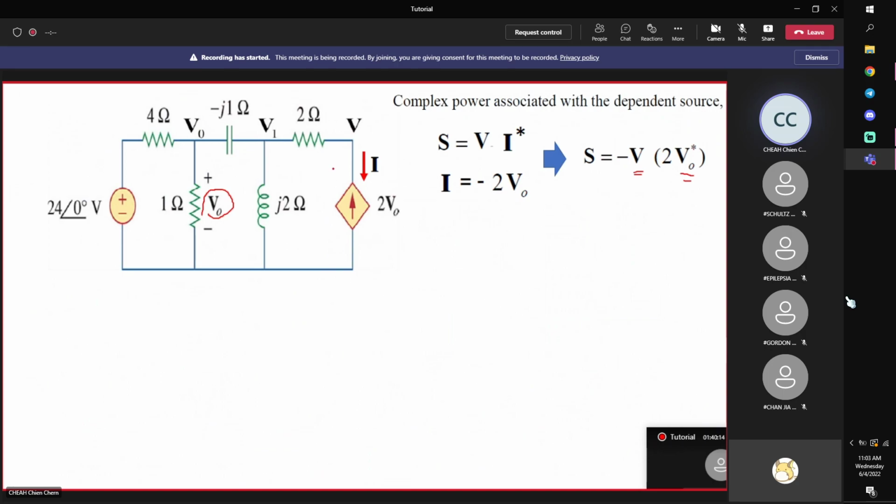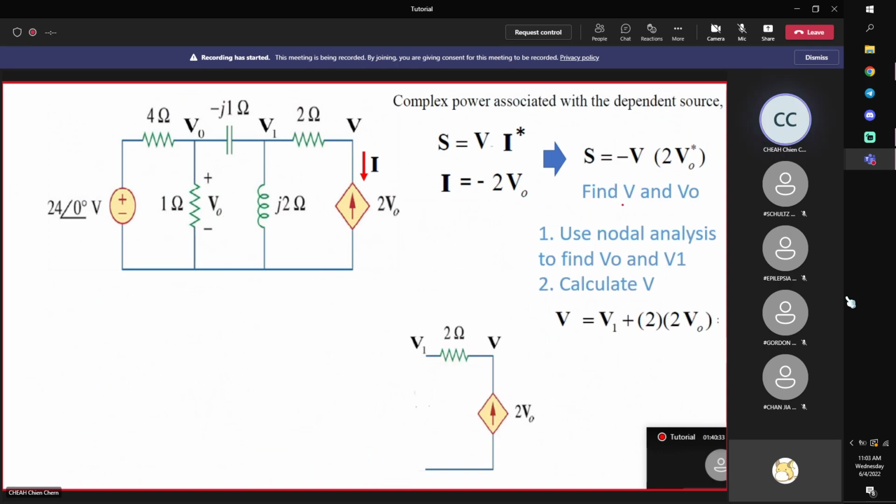Now, in circuit analysis, basically, if it's something you do not know, just call it a variable. And then you see how many unknown variables you need to find, and then you decide on the number of equations to solve to get the unknown variables. So here we need to find two things, V and V0. Since it's dealing with voltage, I'll use nodal analysis to find it. I'll use nodal analysis to find V0 and V1.